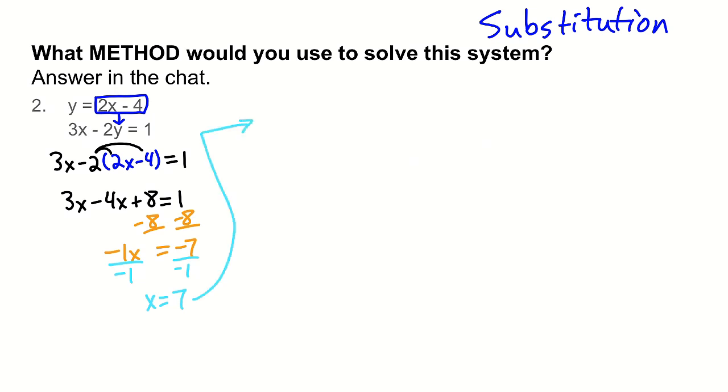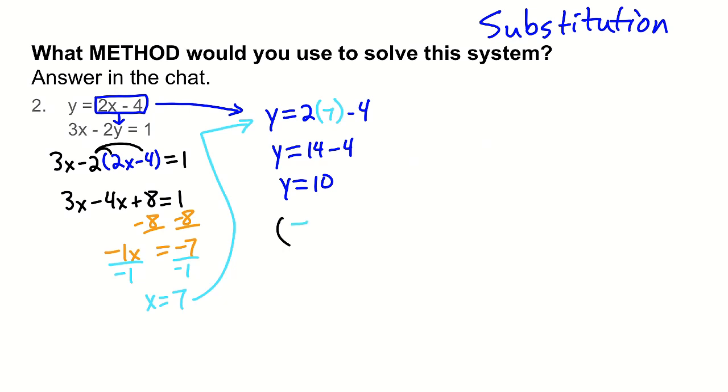Now that we've solved for x, we need to solve for y. I like this equation because it is already solved for y. So it should be easier to figure out what y has to equal. Y is equal to 2 times 7, minus 4. Keep the colors constant. 2 times 7 is 14, minus 4. 14 minus 4 is 10. So our solution is the point 7, 10.